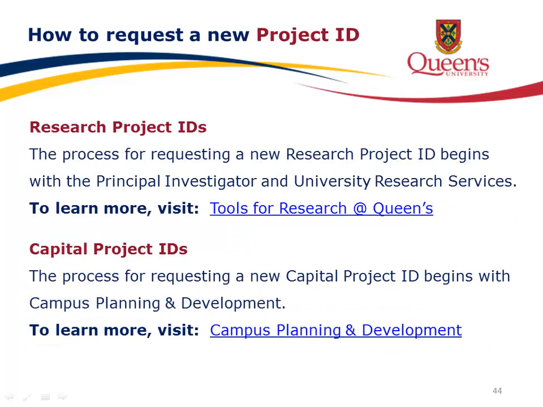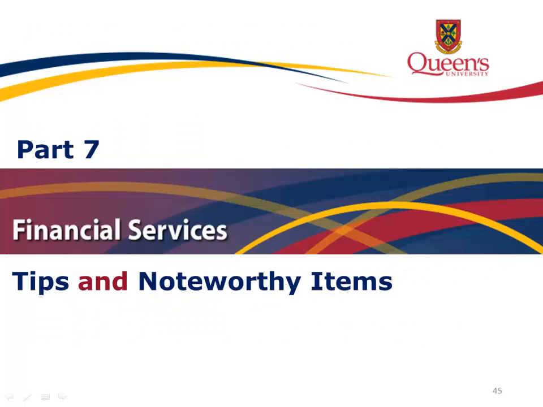How to request a new project ID. The process for requesting a new research project ID begins with the Principal Investigator and University Research Services. To learn more, visit the Tools for Research at Queen's website. When a new capital project ID is required, the process begins with Campus Planning and Development. To learn more, visit the Campus Planning and Development website.